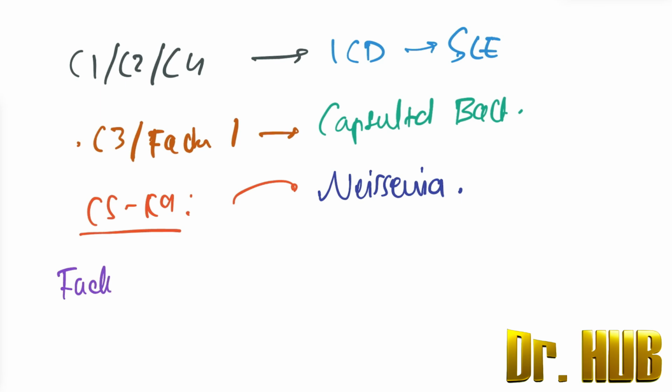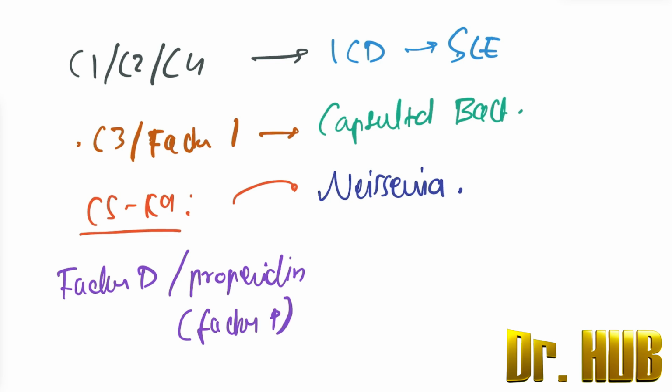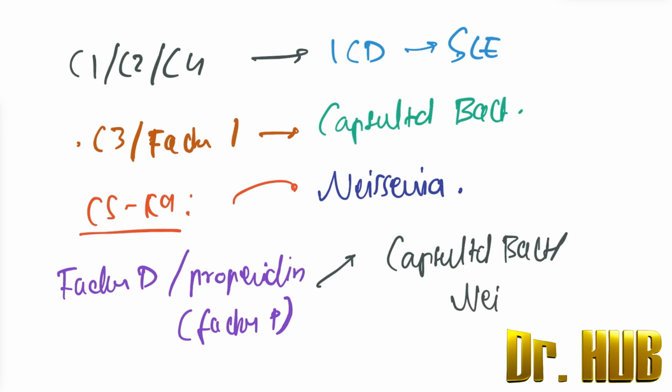Then comes factor D. There is factor D as well as properdin, which is nothing but factor P. All of this is associated with susceptibility to the capsulated bacteria and Neisseria. C5 to 9 is the susceptibility to Neisseria. C3 and factor I is related to the capsulated bacteria.